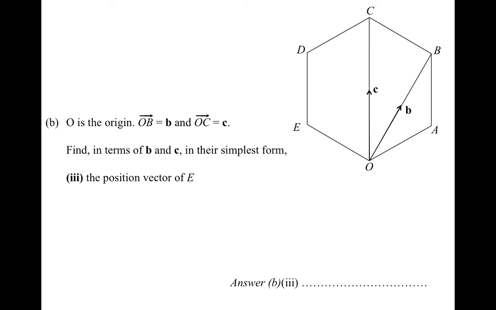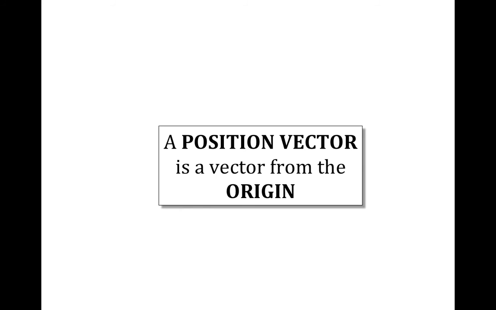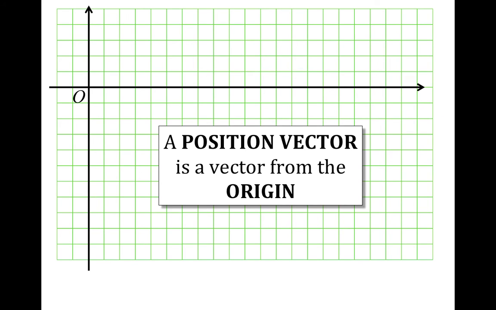So the next part says O is the origin, OB equals B and OC equals C. Find in terms of B and C in their simplest form the position vector of E. So it's worth reminding ourselves what a position vector is, and a position vector is a vector from the origin. So for example, if you have graph axes and the point 8, 3, then the position vector 8, 3 takes you from the origin to the point 8, 3. So it's the vector with the same coordinates as the position it takes you to from the origin.